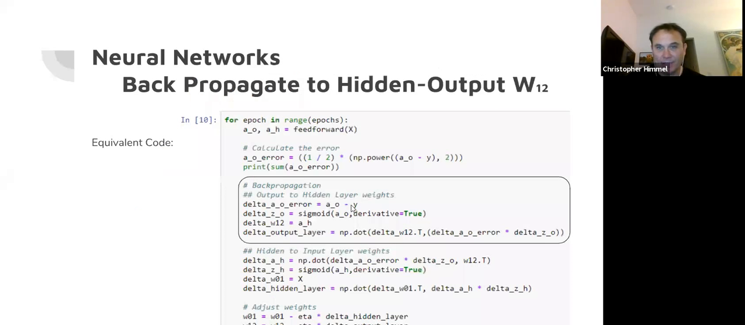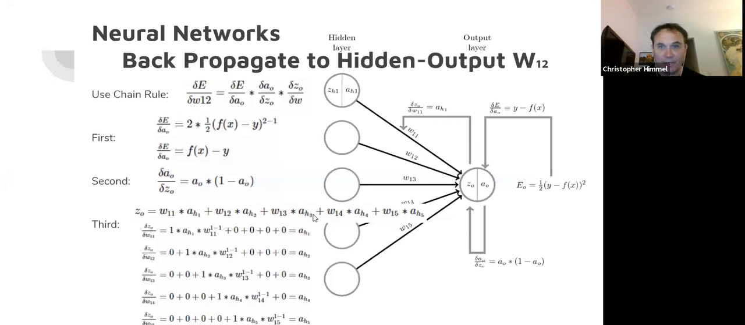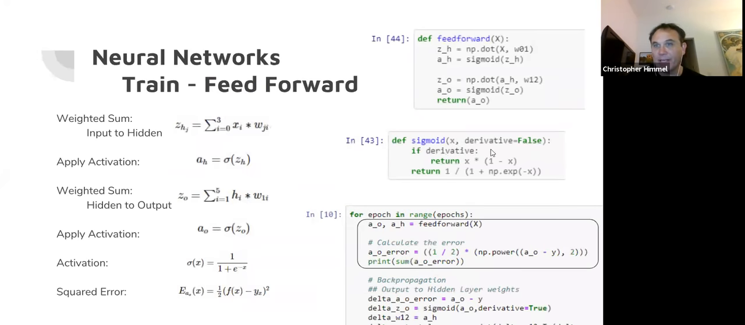It's the output minus y. And then, something we didn't look at yet was this function sigmoid. This sigmoid function not only calculates the activation, but it also calculates the derivative of the activation. So let's look at that function. We created the function back here.